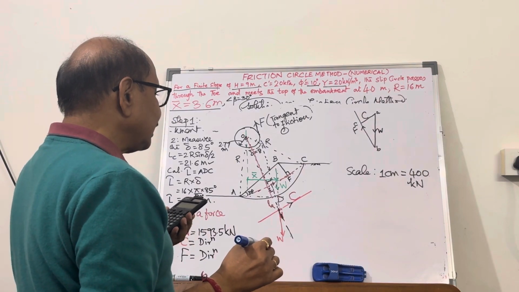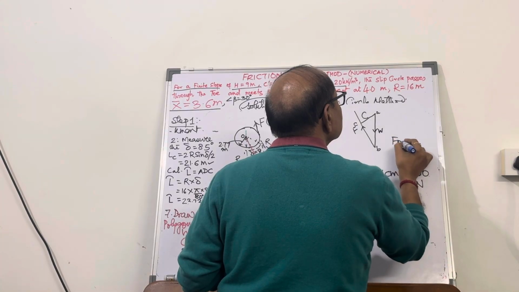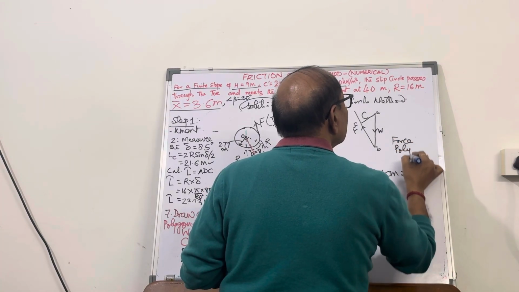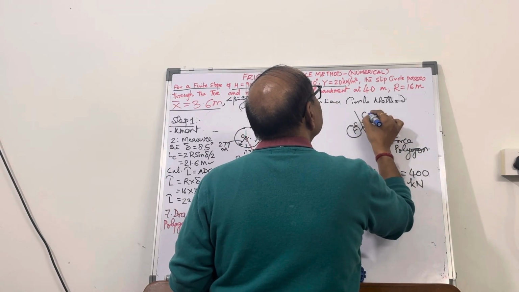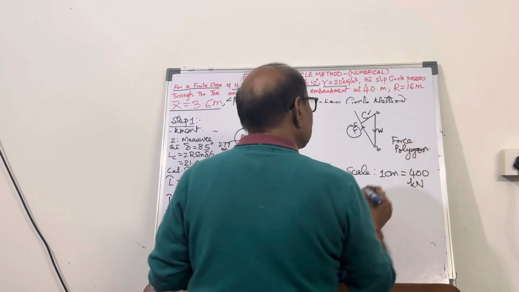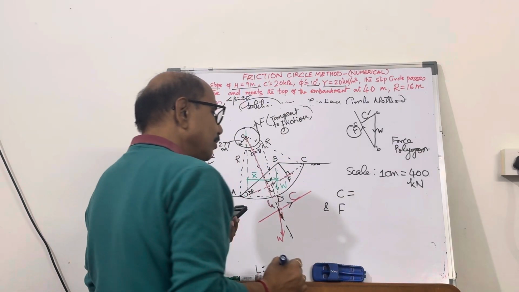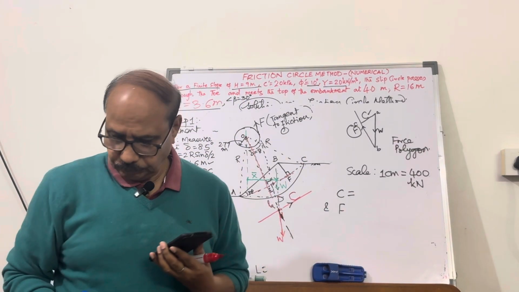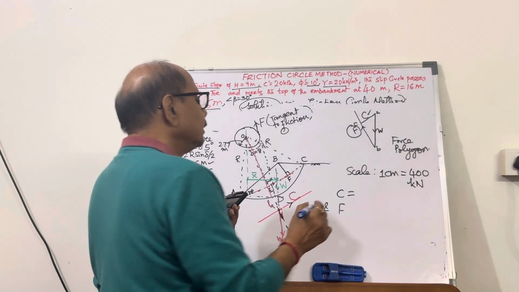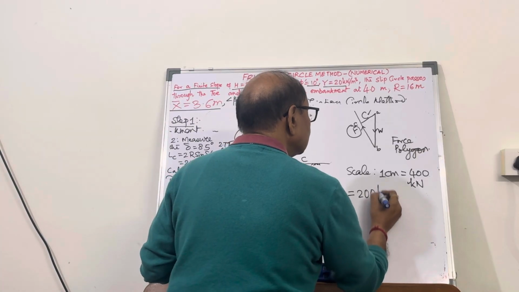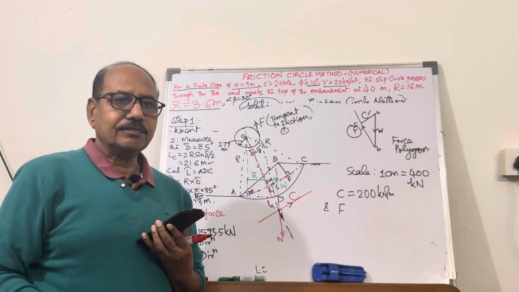So, this gives you the total cohesive force that is going to mobilize. So, this force polygon helps us in finding the magnitude of this force F and this force C. So, C and F magnitude can be found out. If you measure it, and I have done so, it comes out to be 200 kilonewton. So, that is the total force that I have got.